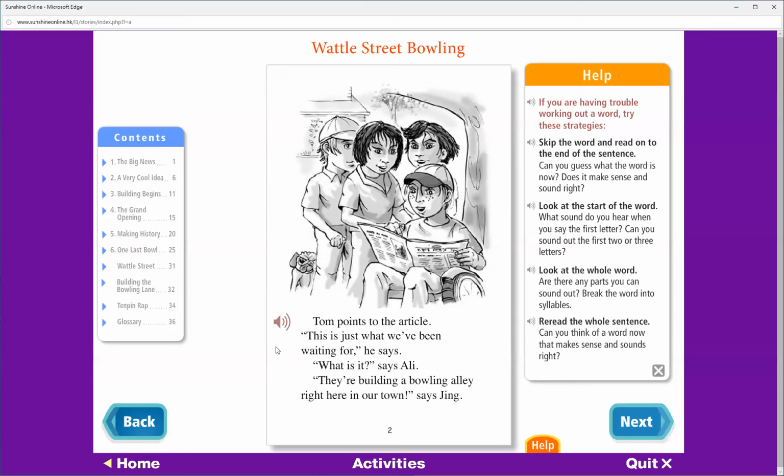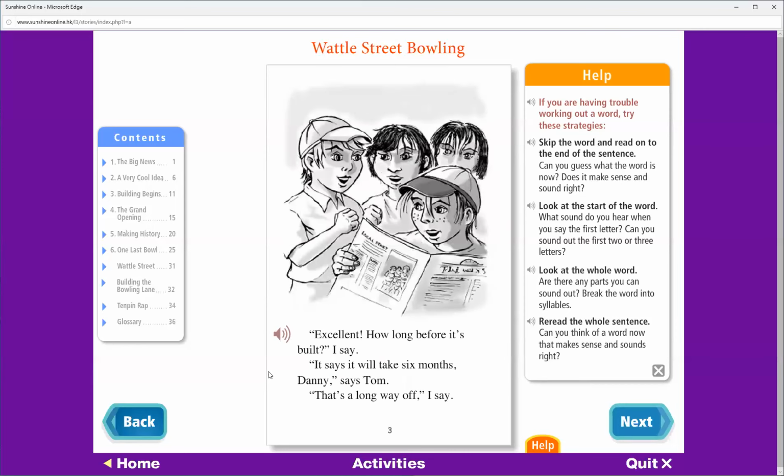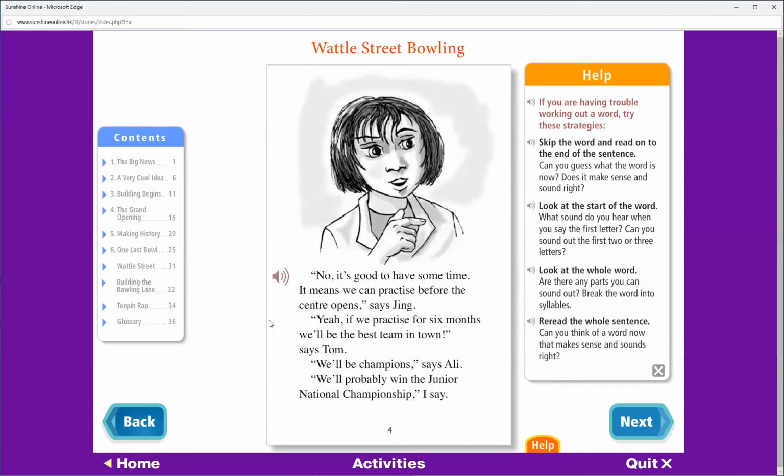What is it? Says Ali. They're building a bowling alley right here in our town, says Jing. Excellent. How long before it's built, I say. It says it will take 6 months, Danny, says Tom. That's a long way off, I say. No, it's good to have some time. It means we can practice before the centre opens, says Jing.